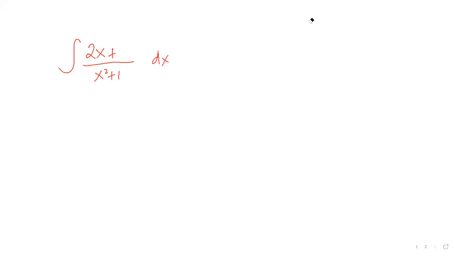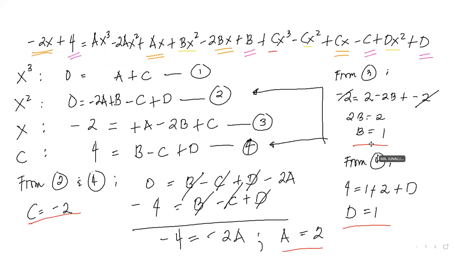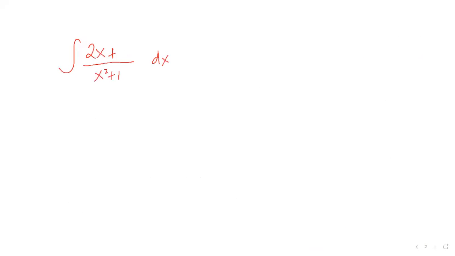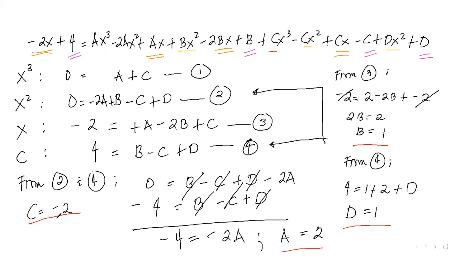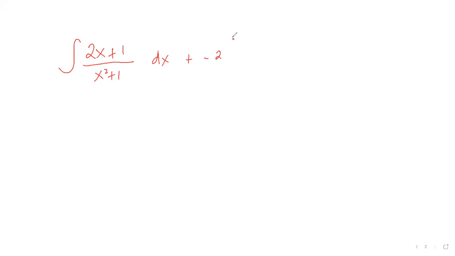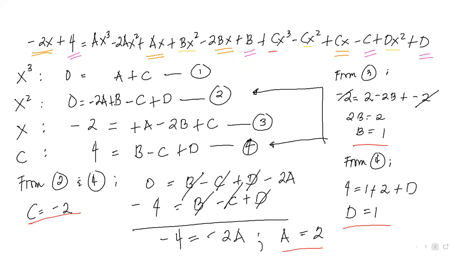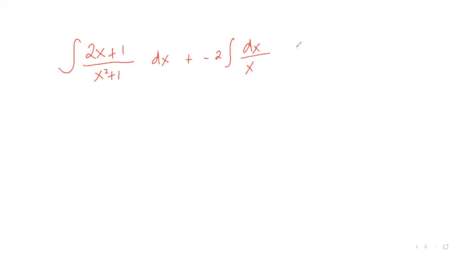This should not be B. My B here is 1. So my B is 1. Now, your repeated linear factor will be for the C and the D. So your repeated linear factor is C, negative 2. So this one, negative 2 integral of dx over x. I forgot what's the denominator, we'll see. And the D is 1. So you have plus integral of dx over x, but this one is squared.